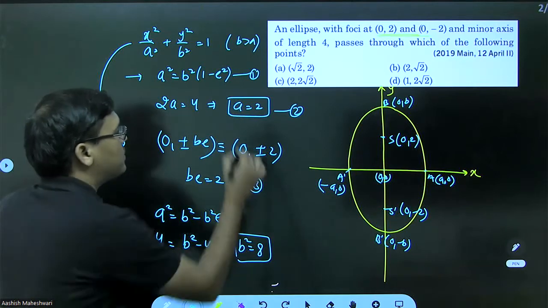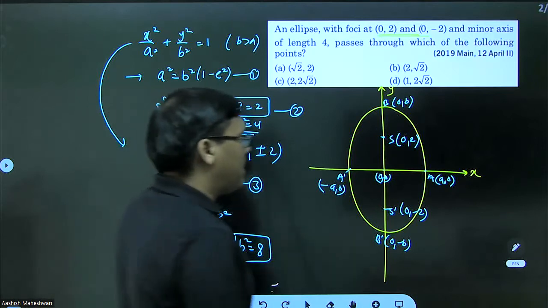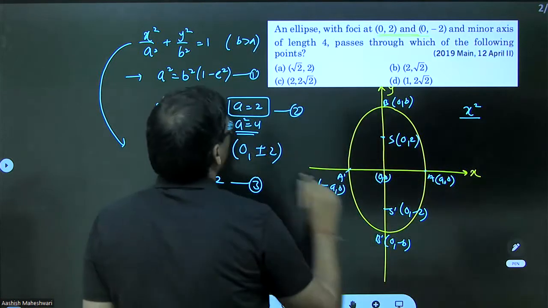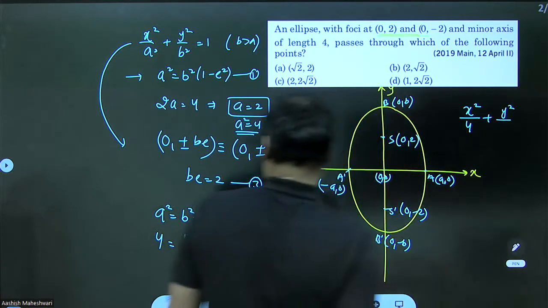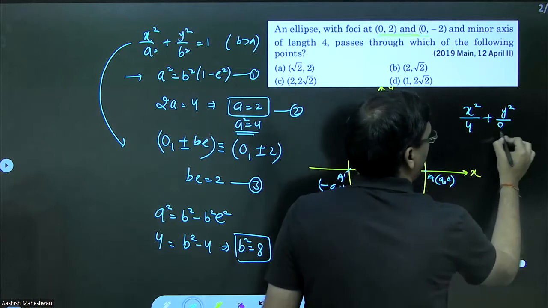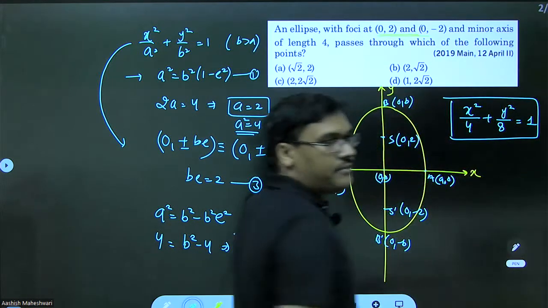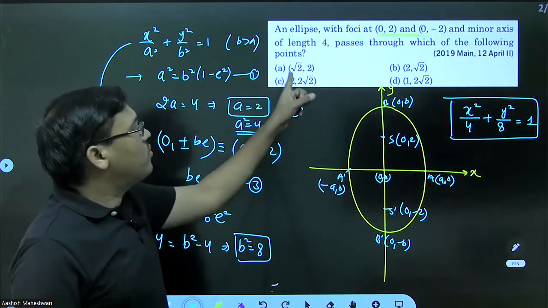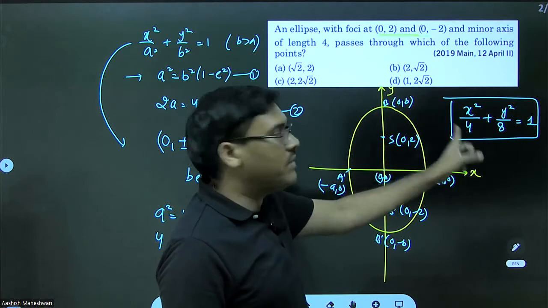The value of a square is 4. So you can write the equation of the ellipse: x square upon a square, and a square is 4, plus y square upon b square, and b square is 8, equal to 1. Now if you know the equation of the ellipse here, which point will satisfy this? If I put root 2, 2 here, you can see root 2 square is 2, by 4, which is 1 by 2.